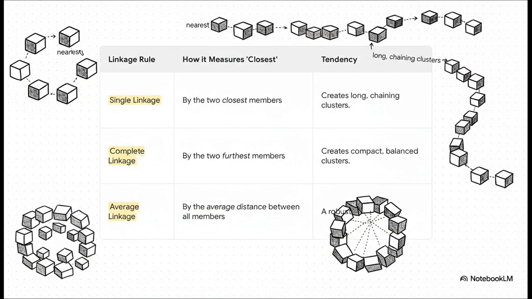This is where these linkage rules come in, and they are a huge deal. Single linkage says closest means the two nearest blocks in any two piles. This tends to create these long, stringy, snake-like chains. Complete linkage is the total opposite. It looks at the two farthest blocks, which gives you more compact, spherical piles. And then there's average linkage, which, just like it sounds, takes a nice, robust compromise by looking at the average distance between all the blocks.